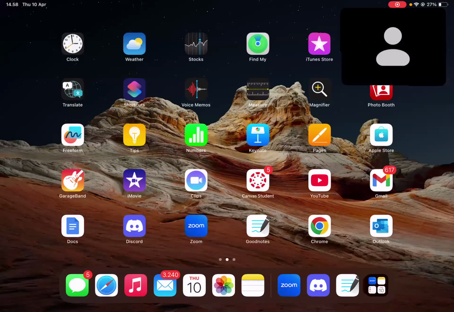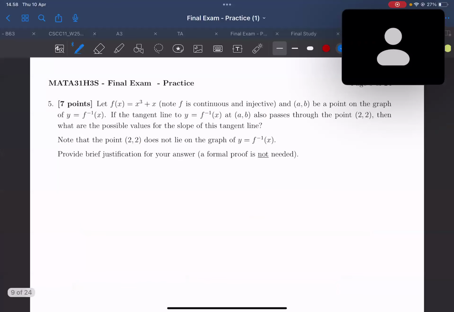Okay, so for question 5, there is a function f(x) which is equal to x cubed plus x, and it says that f is continuous and injective, and (a, b) is a point on the graph of y equals f inverse of x. And if the tangent line to y equals f inverse of x at (a, b) also passes through the point (2, 2), then what are the possible values for the slope of this tangent? And it says, note that the point (2, 2) does not lie on the graph of y equals f inverse of x.